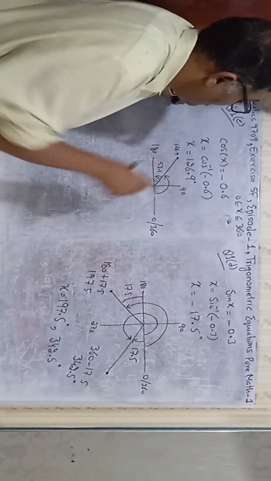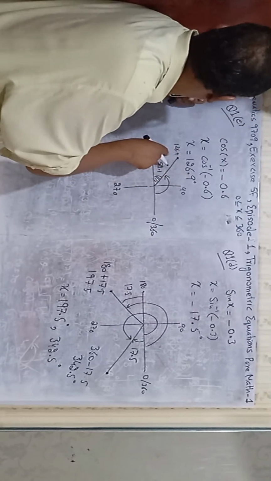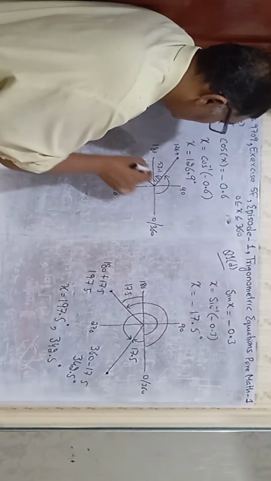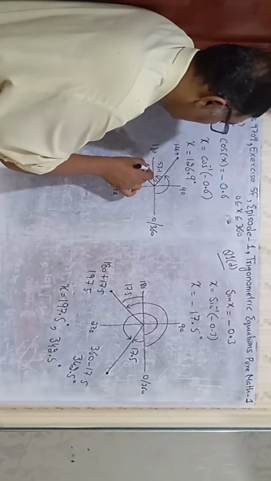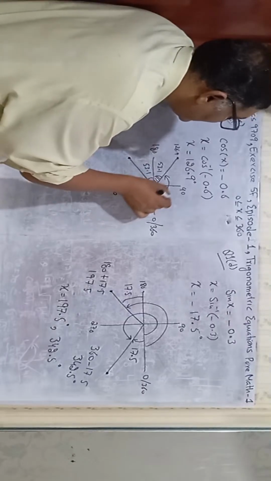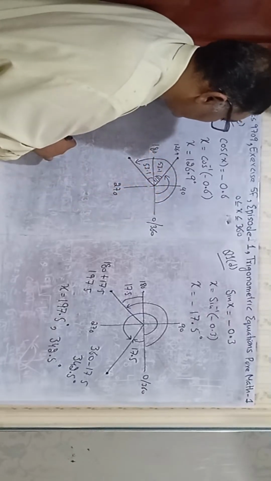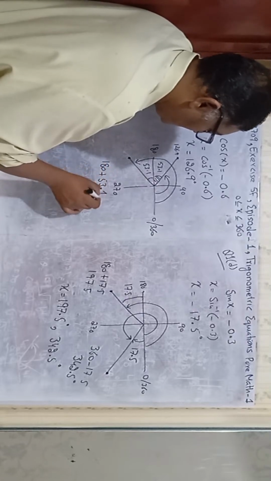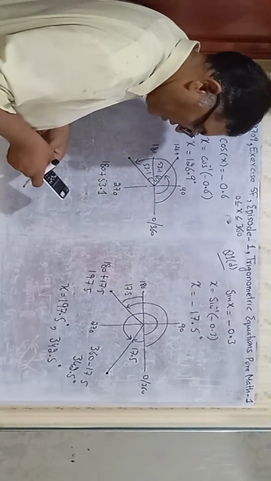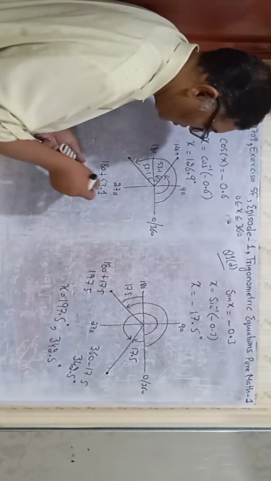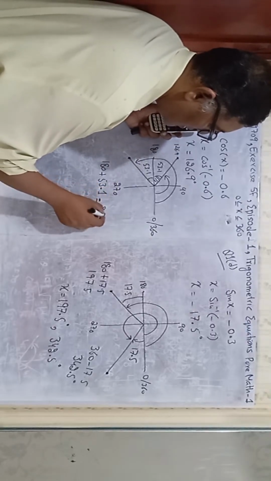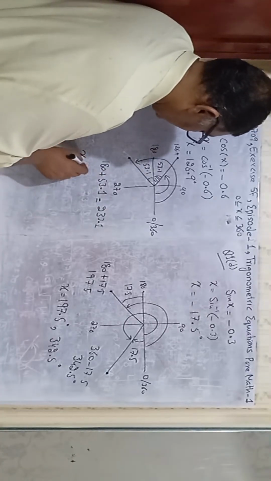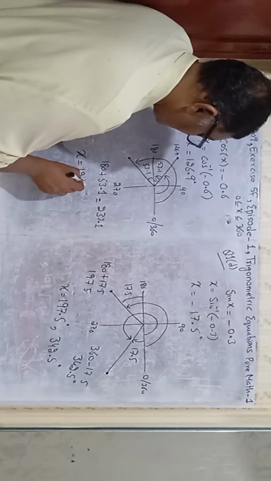Because here cos is negative, and cos is also negative in the third quadrant, I will take the same base angle here and find out what this angle is. This angle will be 180 plus 53.1. So how much will this be? 180 plus 53.1 is 233.1. So you see, if you take the cos of x, there are 2 answers, 126.9 degrees.